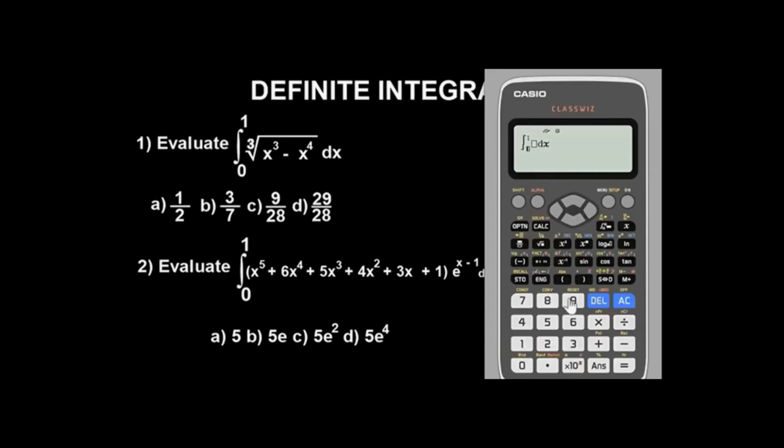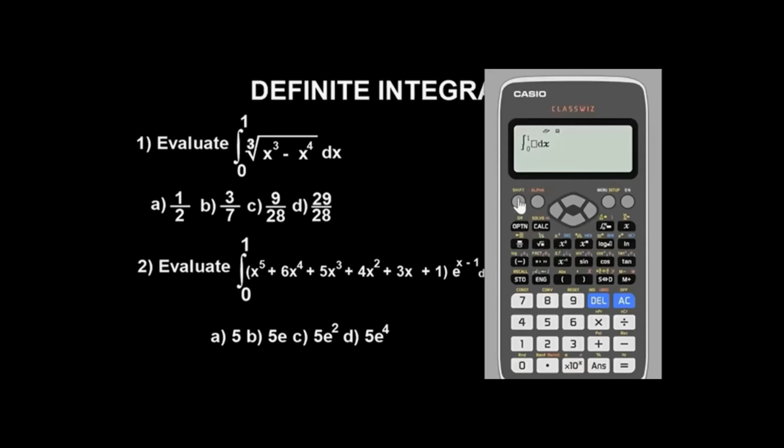Then come down, the lower limit is 0. Then you move the key to the center and input what we have: cube root of x raised to power 3 minus x raised to power 4. To bring out the cube root, very simple, guys. This is the button you press.